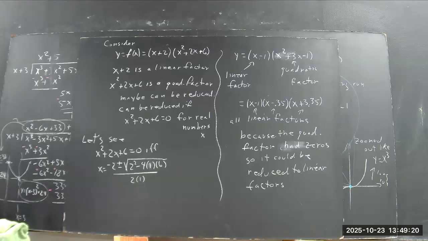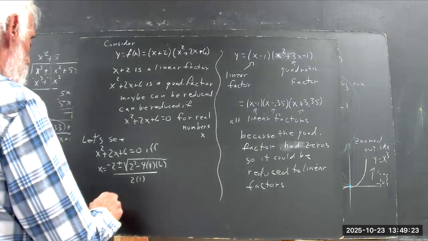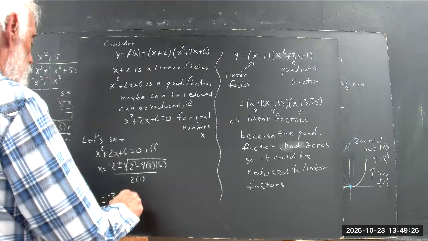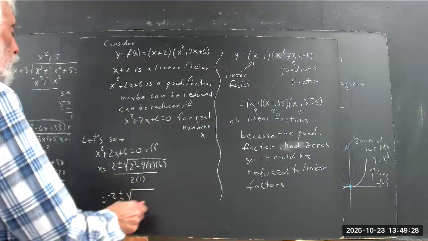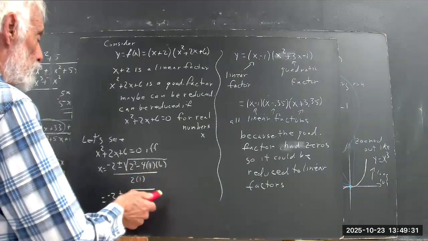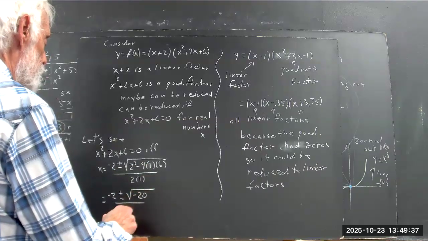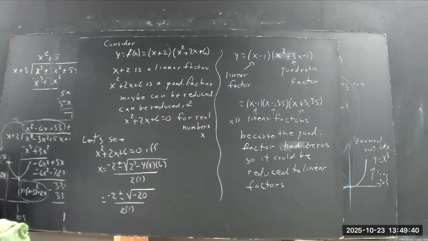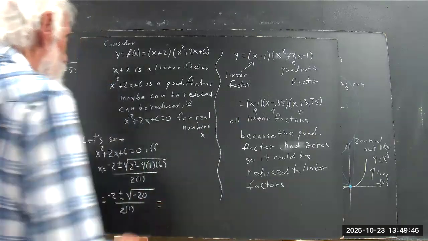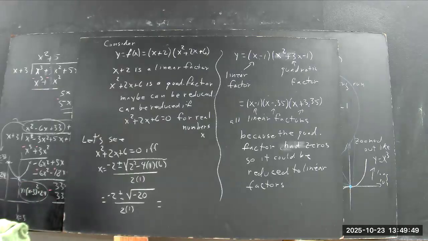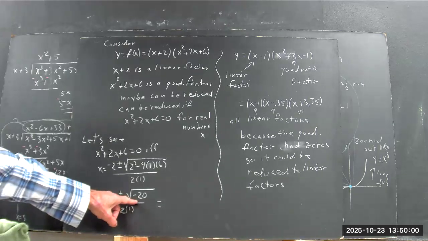That looks okay, doesn't it? Well, what happens though is 2 squared is 4. 4 times 6 is 24. So that's 4 minus 24. We get negative 20 under the radical. And that negative 20 is a problem because there's no real number that we can square and get negative 20. You square any positive number, you're going to get a positive. If you square any negative number, you're going to get a positive. You can't get negative 20 by squaring a real number.